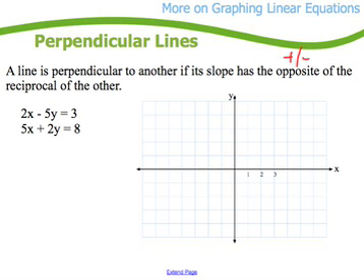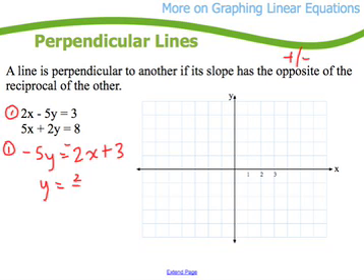Let's move the 2x to the other side. I'll just take this first equation and work with it. I'll maybe label it number 1. So with number 1, I've got minus 5y equals minus 2x plus 3. Divide everything by minus 5, so I get a positive 2/5 x minus 3/5. There's the slope, 2/5.